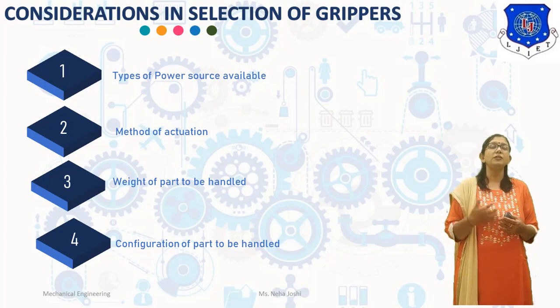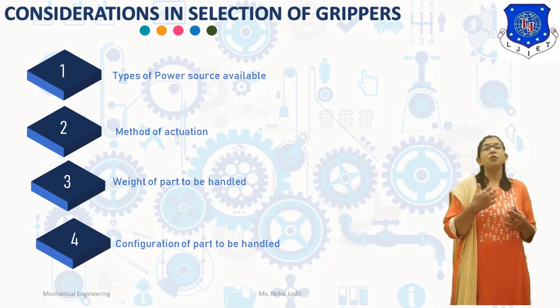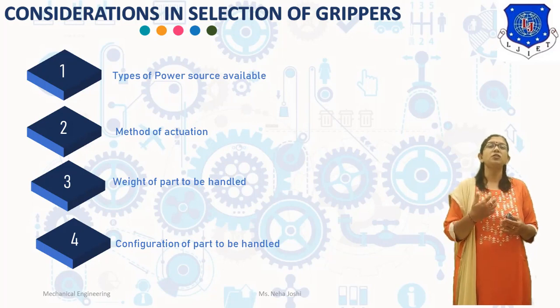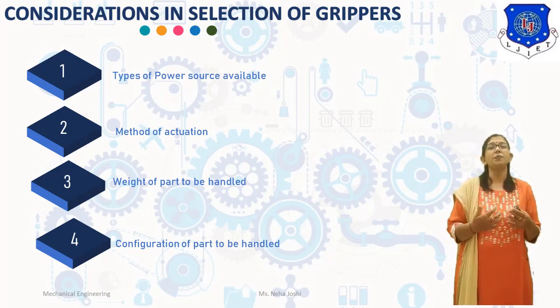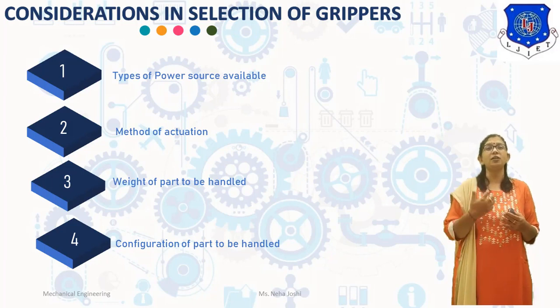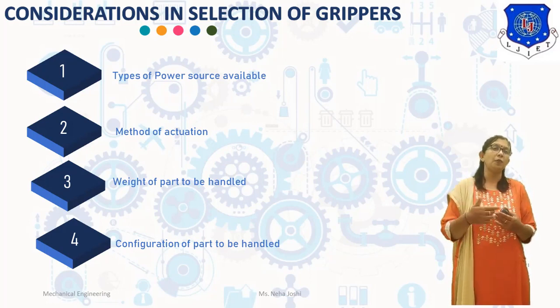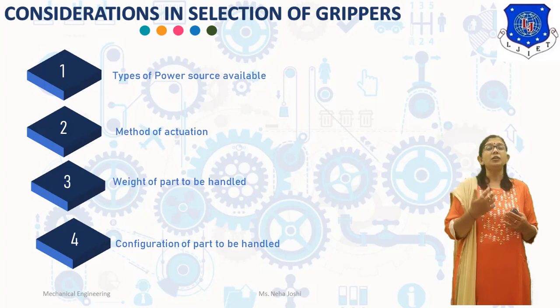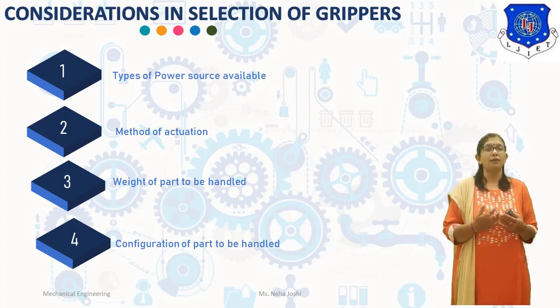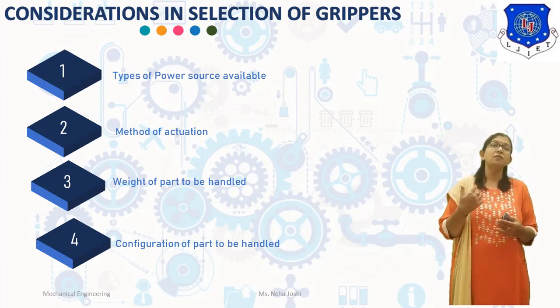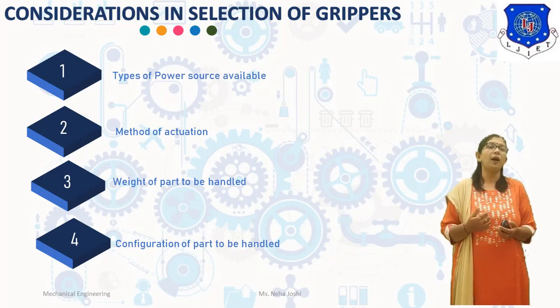The next consideration is method of actuations. Actuators supply the motive power for robot. Most robot actuators are commercially available components which are adapted or modified as necessary for a specific robot application. The three commonly used actuators are hydraulic, pneumatic and electromagnetic. Next one is weight of part to be handled. Now design of grippers depend on the weight of the part to be handled. The next consideration is configuration of the part to be handled.